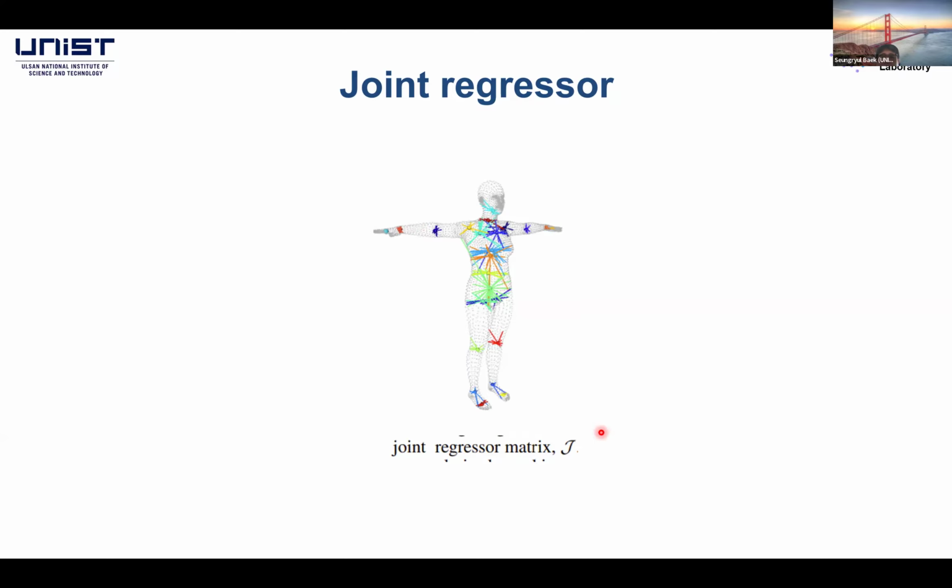So SMPL already trained this joint regressor, and its dimension is 6,000 times the joint number. They have some weight for each joint from the SMPL vertices, and the weight sum is one, by summing the SMPL vertex contributions. So this is the joint regressor we can use.